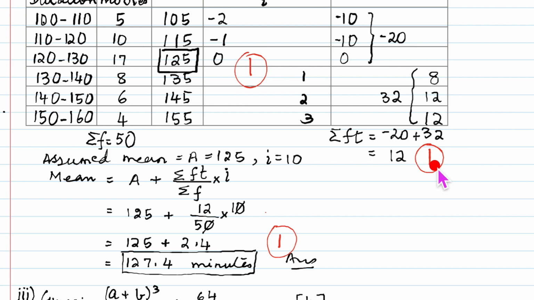Then we have 1 mark for getting sigma f and sigma ft. Substitute in the formula, get the answer, and that will be our 1 mark. So that is our 3 marks. Let us come to the third part.